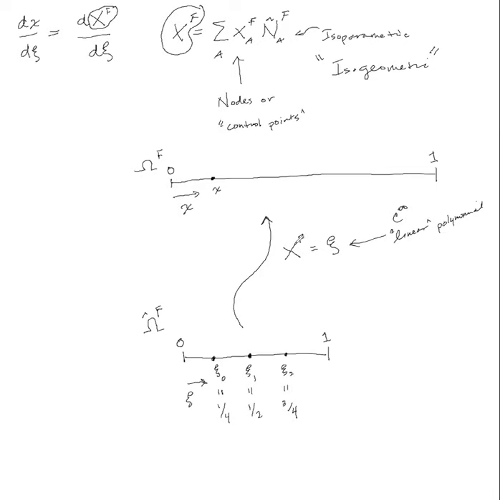So if xf is equal to xc, then we know that, let me go ahead and erase this. Let's see, maybe we call this x0, x1. Okay, so what's x0 going to be according to the current mapping that we're using? 1/4. 1/4, 1/2, 3/4. Okay, great.